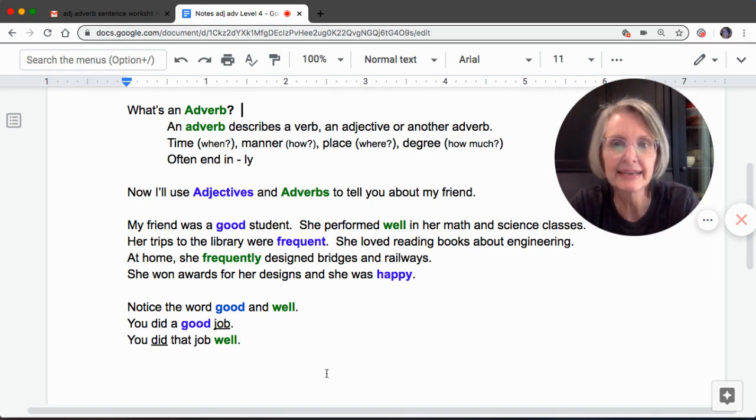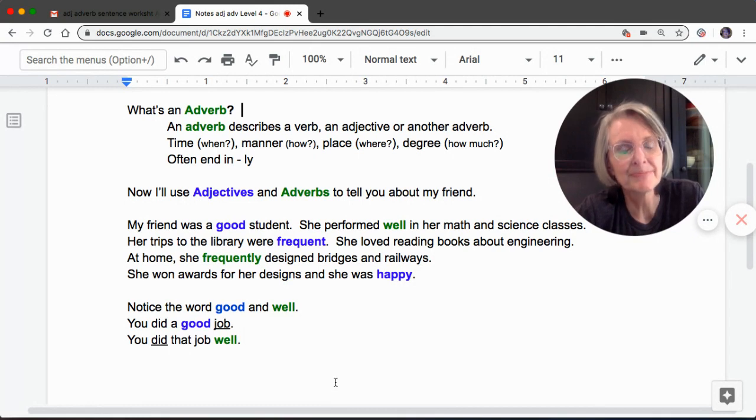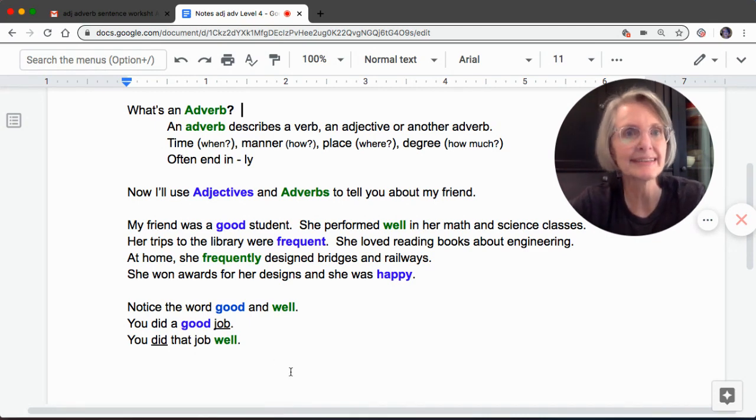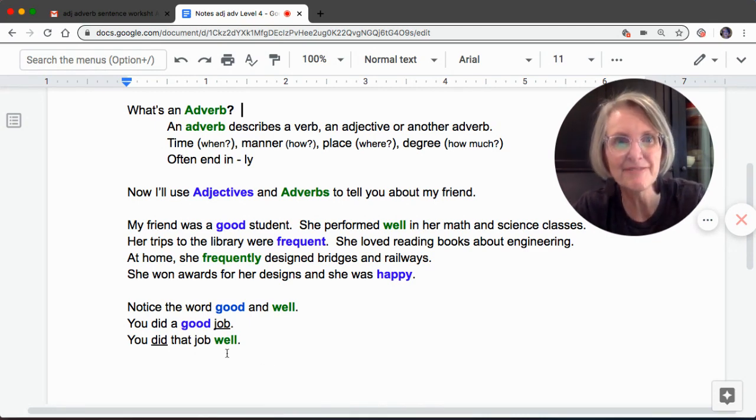So you would say, you did a good job. So that's describing job. You did a good job. Well would say how you did the job. You did that job well. So if you want to use it as an adverb, you say well. If you want to use it as an adjective, you say good.